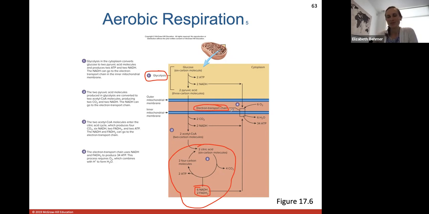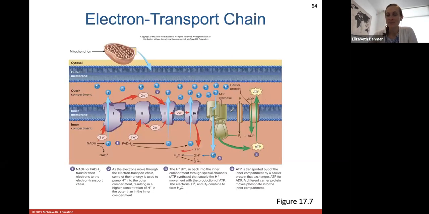So really simply put, for your lecture exam, you just need to know those 3 steps: glycolysis, citric acid cycle, electron transport chain, and just really simply what happens in each of those 3 steps.